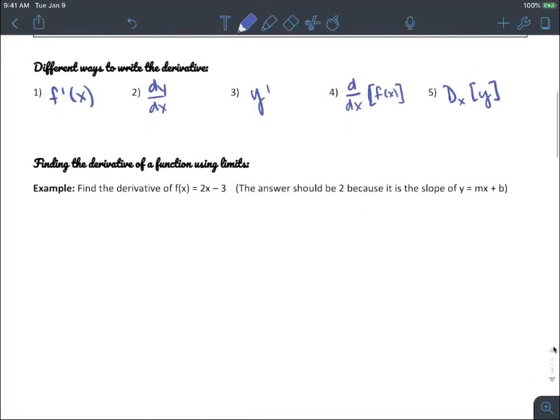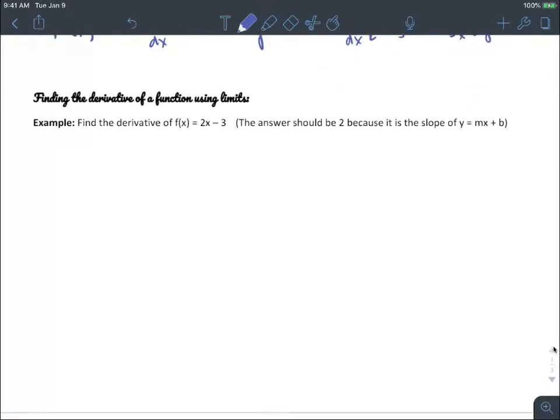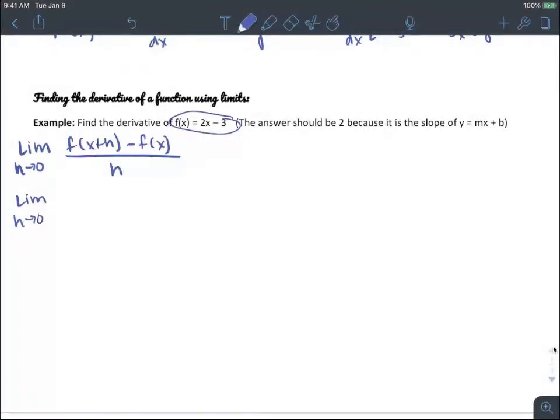Okay. So what we're going to do is go ahead and find the derivative of f of x equals 2x minus 3 using our limit definition of a derivative. I'm going to start with the limit as h approaches 0 of f of x plus h minus f of x all over h. I am going to take this function and substitute x plus h in, so the limit as h approaches 0 of 2 times x plus h minus 3. Then we subtract the original f of x, so 2x minus 3, all over h.